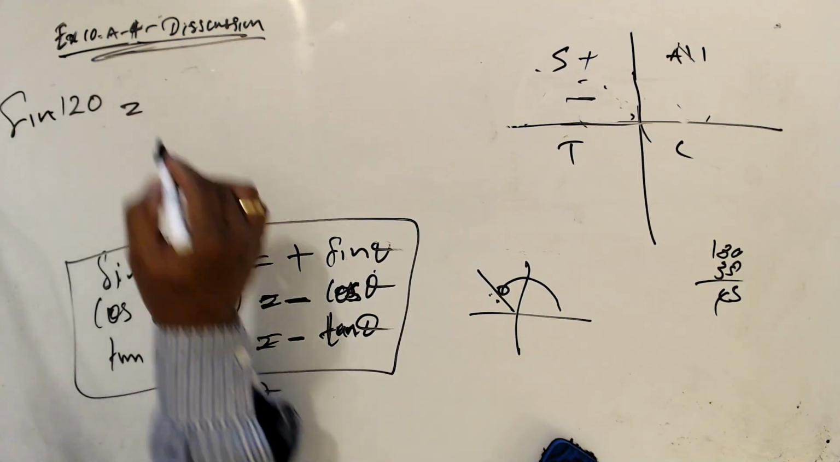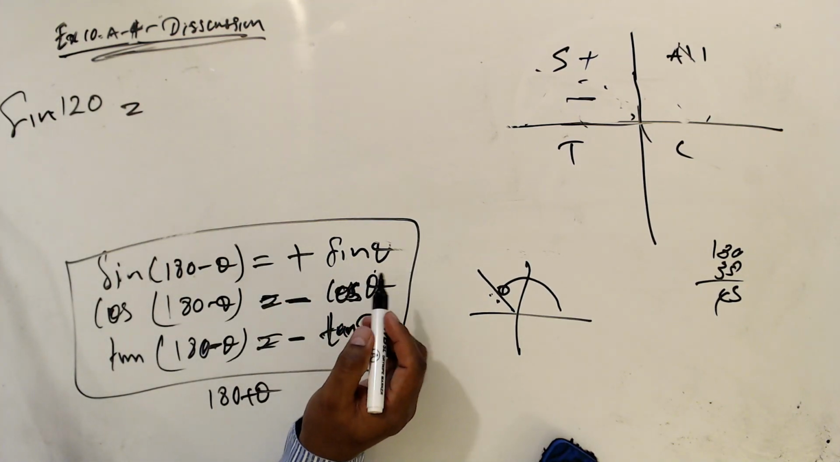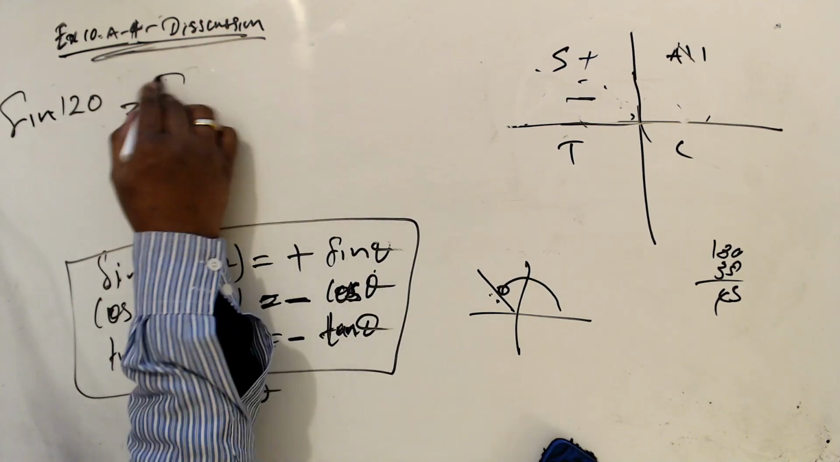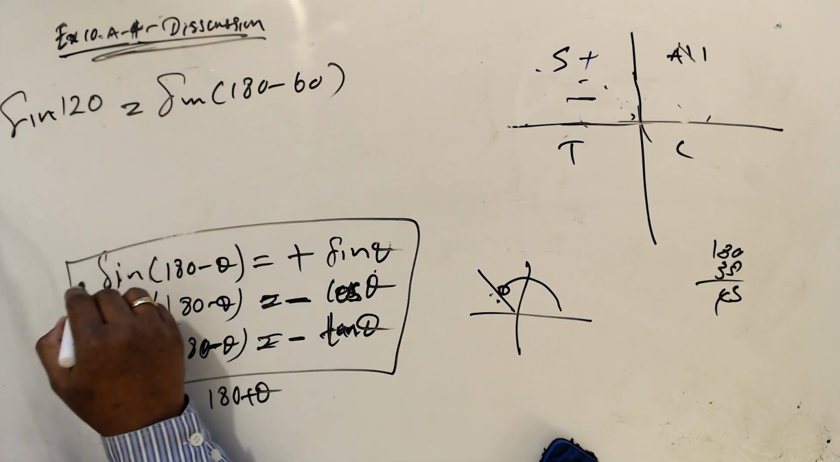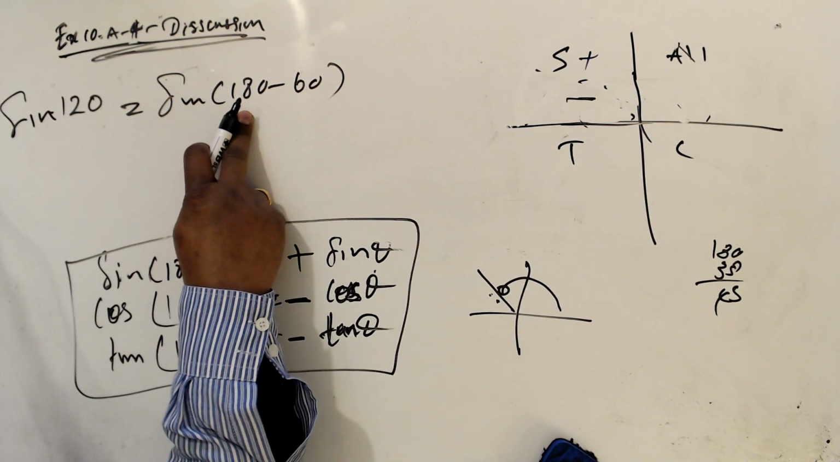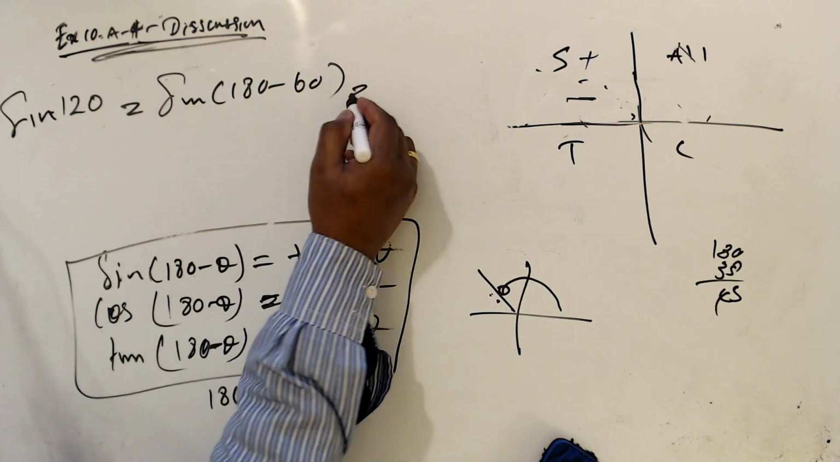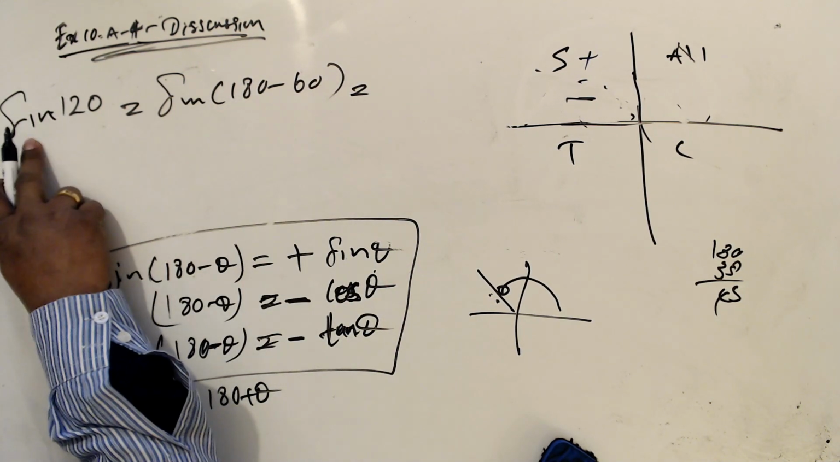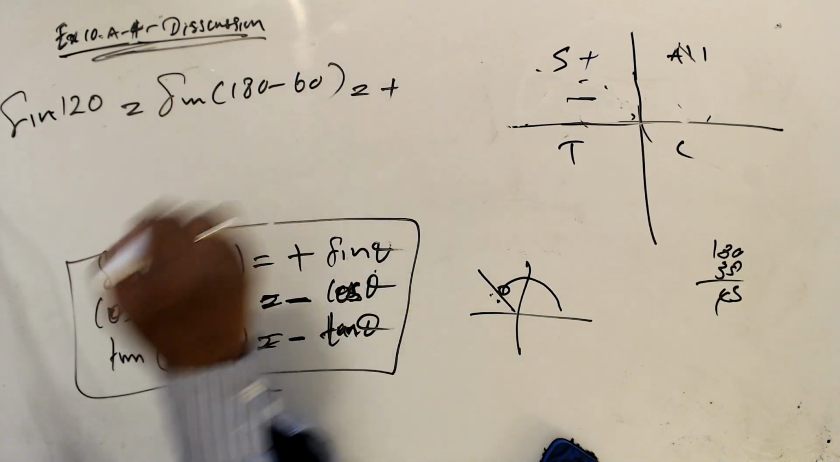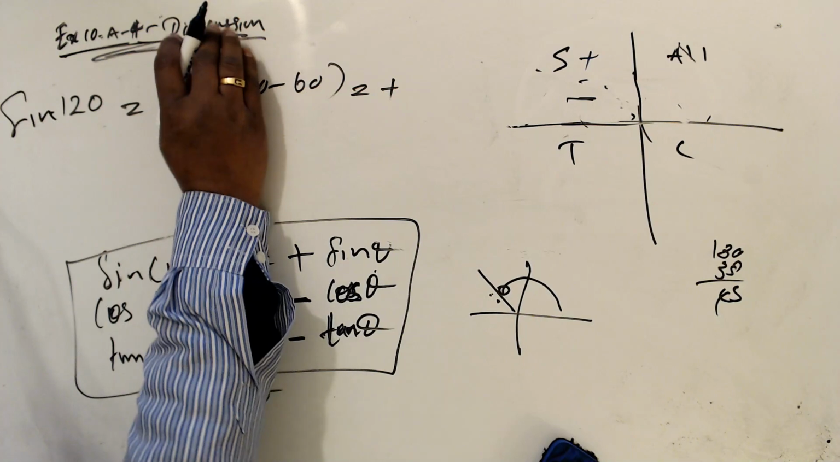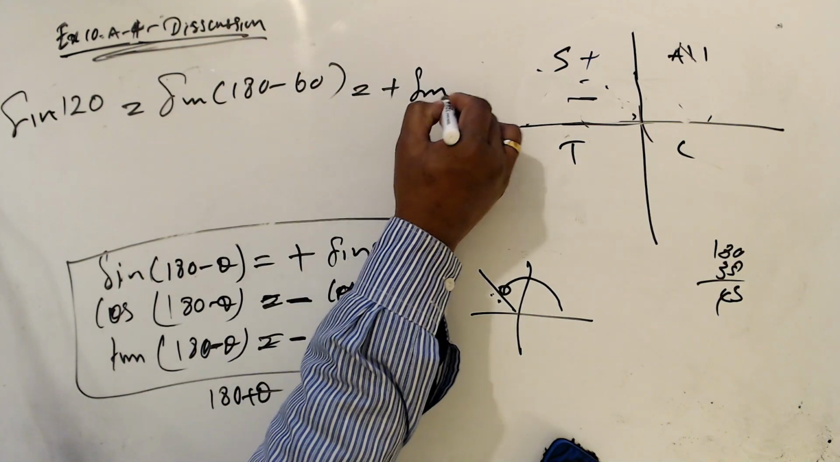sine 120, I write with my guess, sine 180 minus 60. I use 180. Since 120 is in the second quadrant, sine is positive, I'll put positive. And then I'll forget this 180, right? Sine 60.